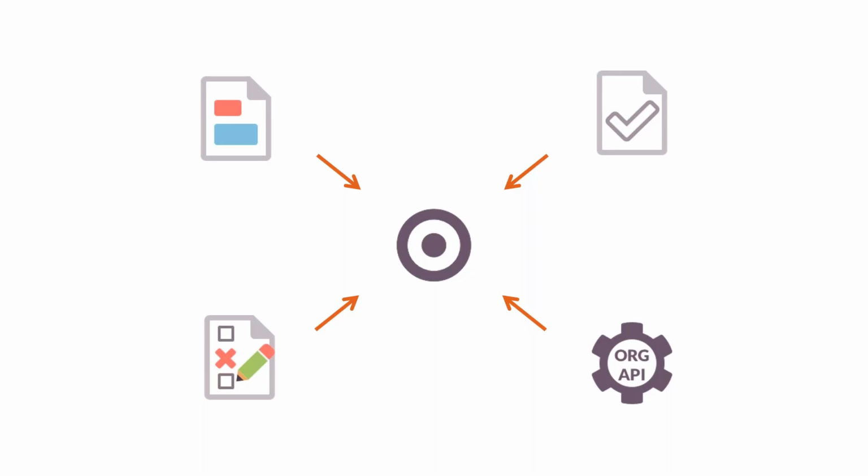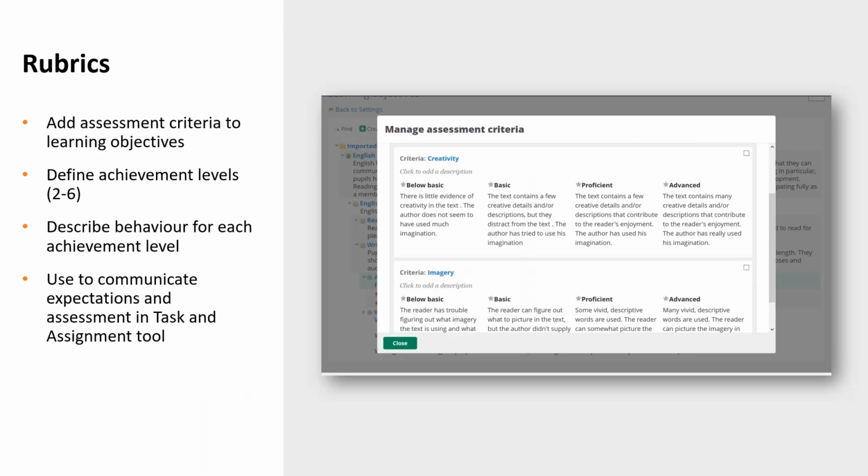And we have what we call the organization API. That's a bit technical, but we have customers that use the organization API to import learning objective assessment done via another system. I will not touch upon that one a lot. It's very specific, but there are options also to integrate this with other systems. So before I dive into those tools, there is one tool on itself that can be used in both the task tool as well as the assignment tool to assess learning objectives, and that's the rubric tool or the assessment criteria tool.